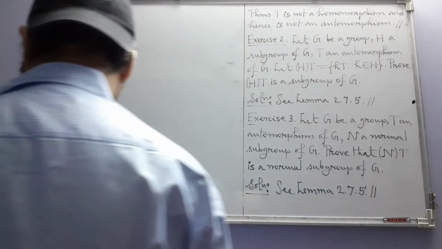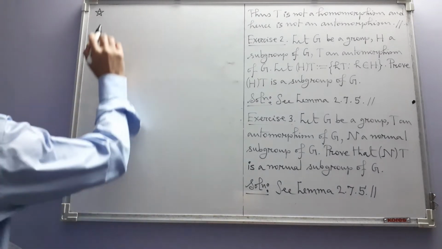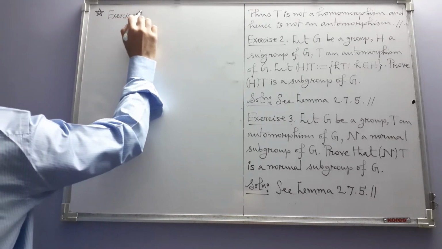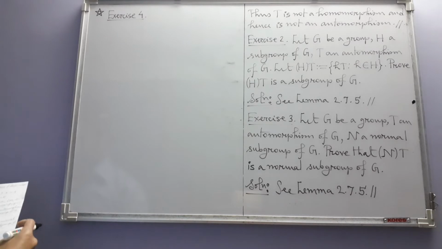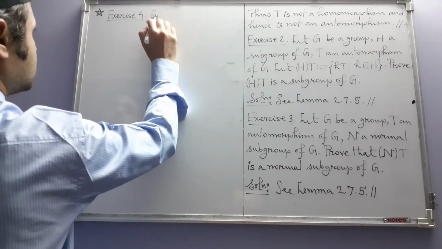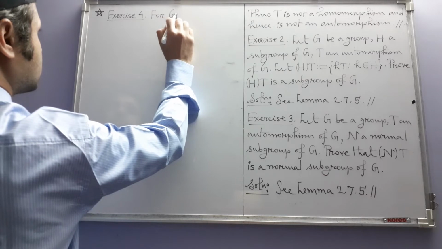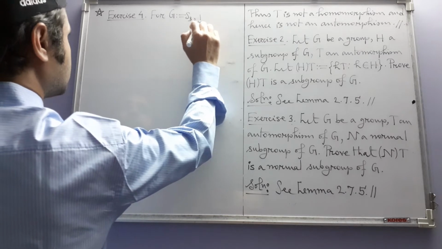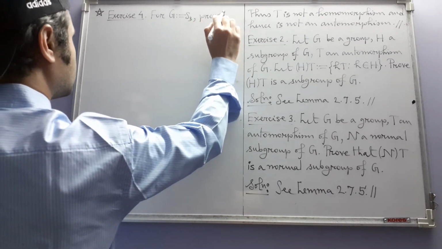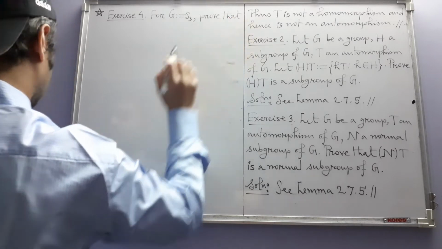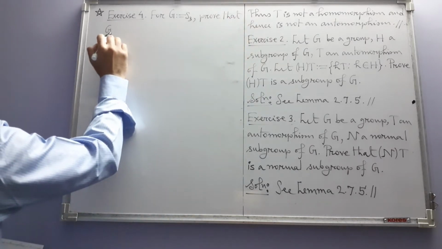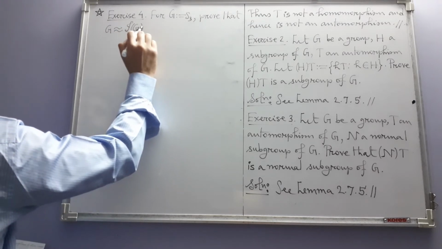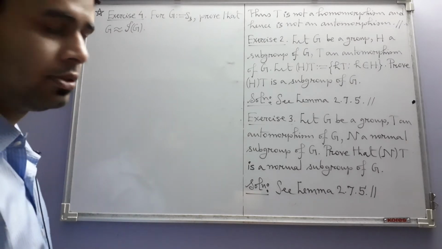Then exercise 4. For G equal to S3, prove that G is isomorphic to the inner automorphism group of G.